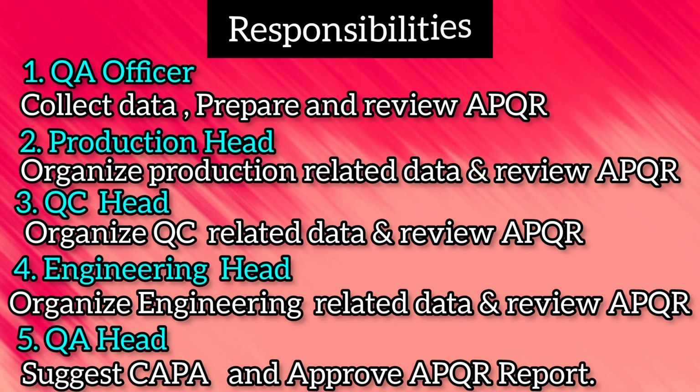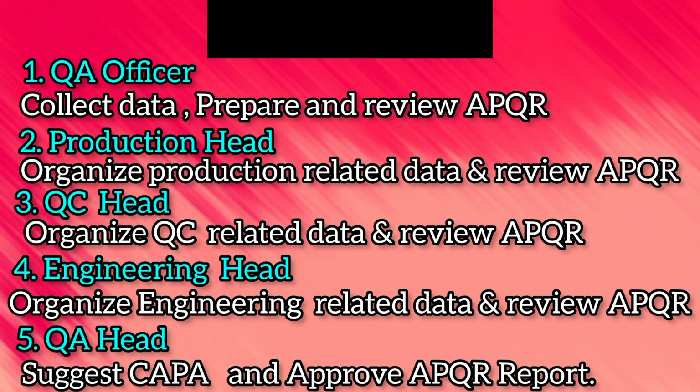Responsibilities: 1. QA officer collects data, prepares and reviews APQR. 2. Production head organizes production related data and reviews APQR. 3. QC head organizes QC related data and reviews APQR. 4. Engineering head organizes engineering related data and reviews APQR. 5. QA head suggests CAPA and approves APQR report.